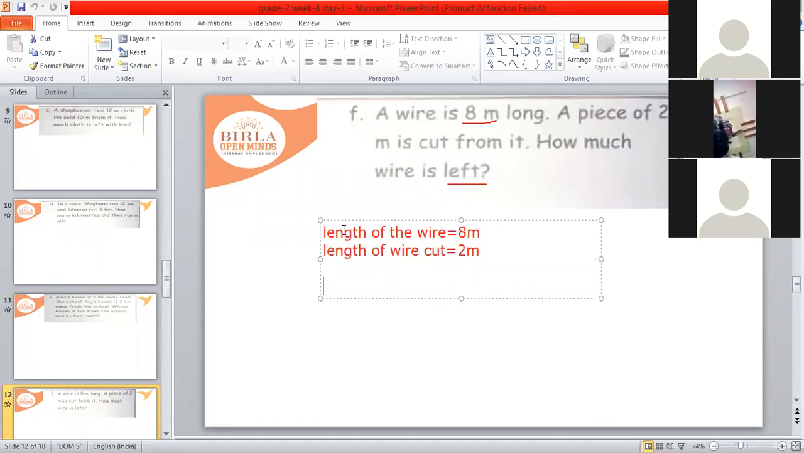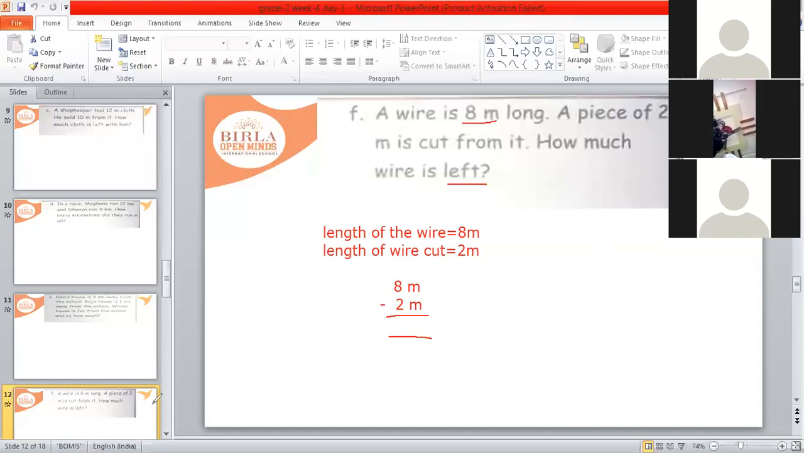Right. Then next, we'll write 8 meters first. And then in the next line, we'll put the minus sign and then we'll write 2 meters. And again, I'll repeat that in one box you will write 8 and in another box you will write this meter. So length of the wire is 8 meters. Length of wire cut is equal to 2 meters. Now we have to subtract.